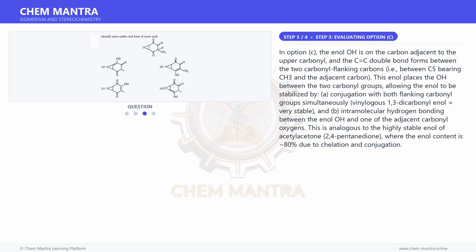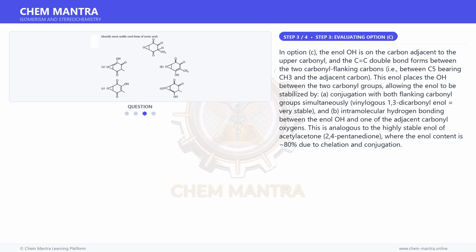In option C, the enol OH is on the carbon adjacent to the upper carbonyl, and the C=C double bond forms between the two carbonyl-flanking carbons, i.e., between C5 bearing CH3 and the adjacent carbon. This enol places the OH between the two carbonyl groups, allowing the enol to be stabilized by A. Conjugation with both flanking carbonyl groups simultaneously, vinylogous 1,3.